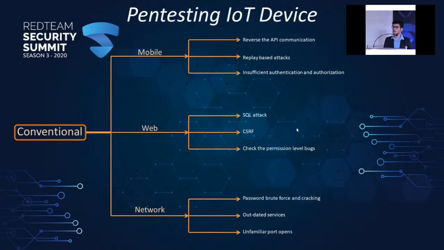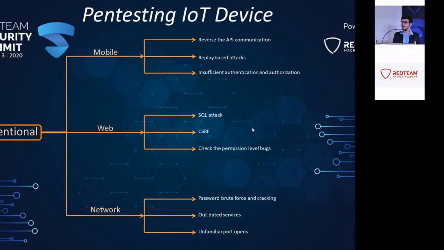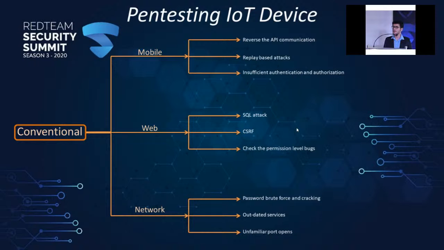And you must have the knowledge of networks as well, because the IoT device is basically connected to the network. You must have the knowledge of network penetration testing as well, as you can try to perform a brute force attack. You can see some outdated services. You can see whether some port is open or not. When you are doing an nmap of a particular IP address and you get to know that SSH is open, you can directly connect to the shell of that device. So you must have the knowledge of all these areas.